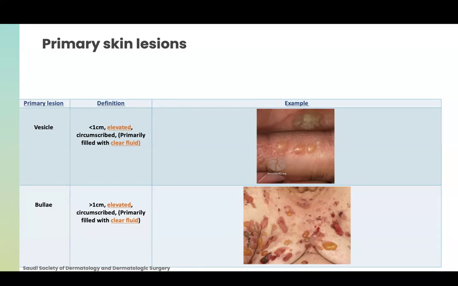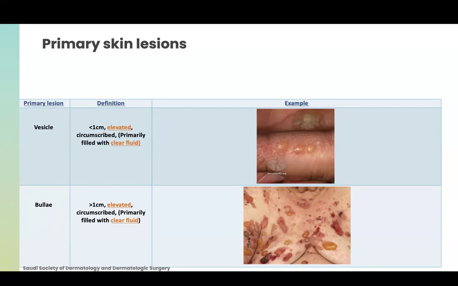So I like to lump vesicle, bulla, pustule together and cyst. Those four because they're all fluid filled. And the difference between pustule and vesicle is the content. The vesicle and bulla is the size, and the cyst is size and depth. And this is how I like to put them together. So a bulla is very similar to a vesicle. However, it's larger, 1 centimeter, elevated, circumscribed, and primarily clear fluid.